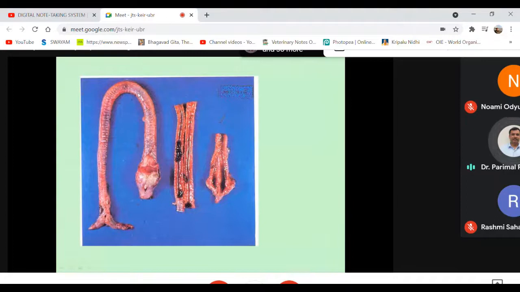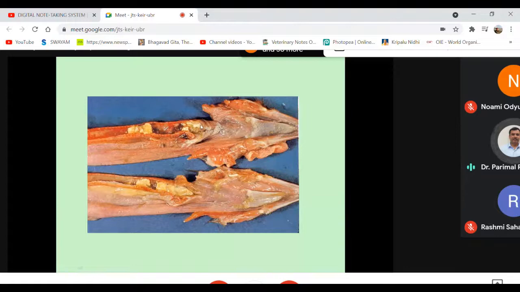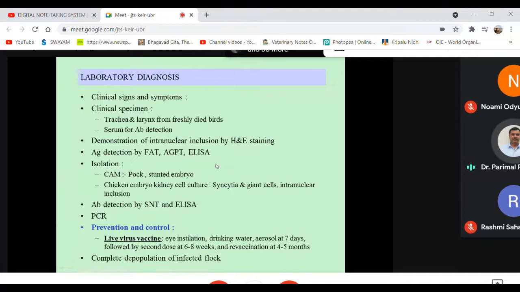This is another postmortem sign where you can see the entire trachea and bronchus, and blood clots and pseudomembranes may form, thereby causing respiratory illness. This is another trachea, where you can see the caseated mass formed inside. The lacrimal secretions and others are common, and sometimes when the bird shakes its head, bloodstained ropey exudates can be seen, similar to the coryza infections we discussed in bacterial diseases.